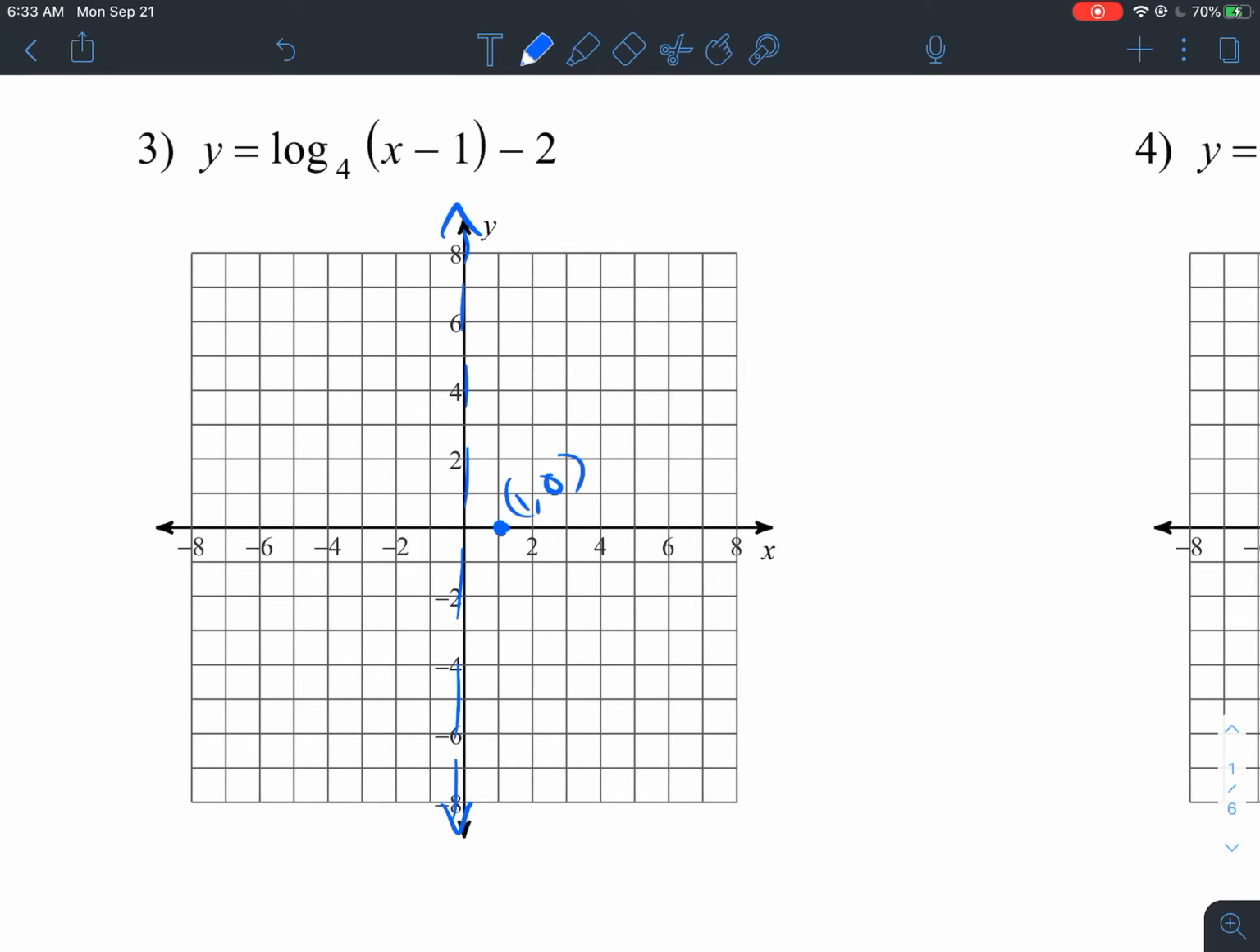Then our base is 4. And if you recall, it's always your base, 1. So here our base is 4. So we're going to do 4, 1.